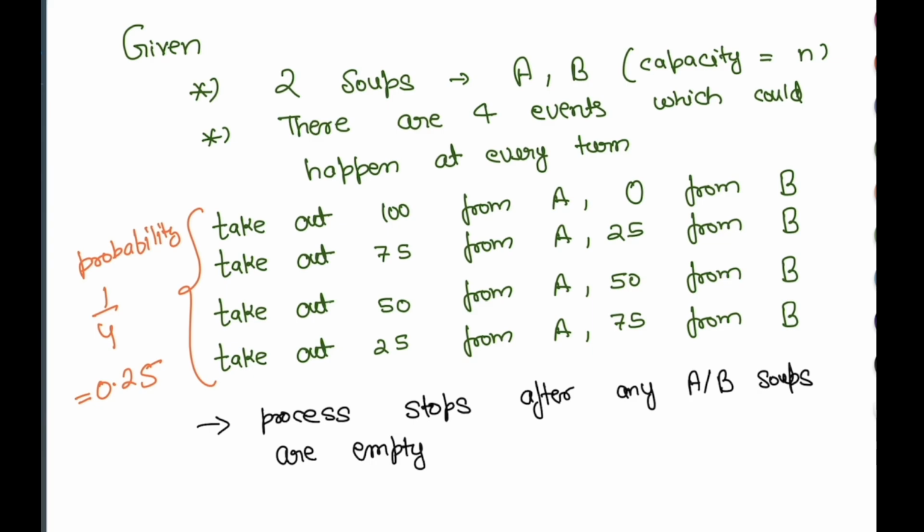So from here we can understand that the probability of A going to be empty is much more than the probability of B going to be empty, right? Because all the events are supporting A, right? In all the events A is getting reduced, but not in all the events B is going to be reduced.